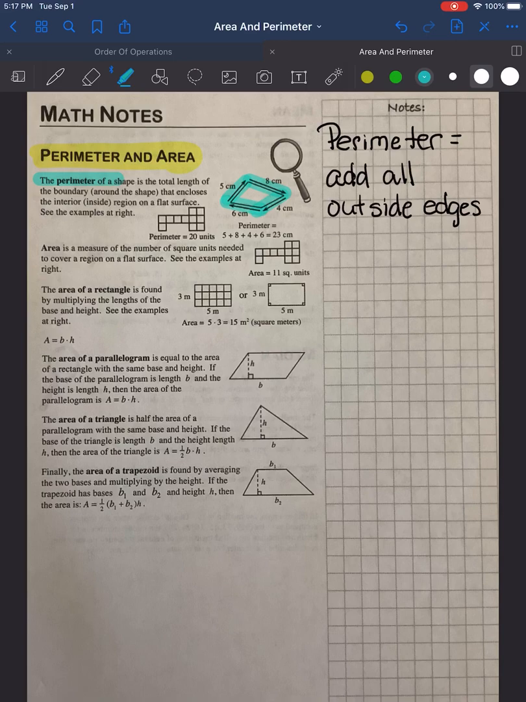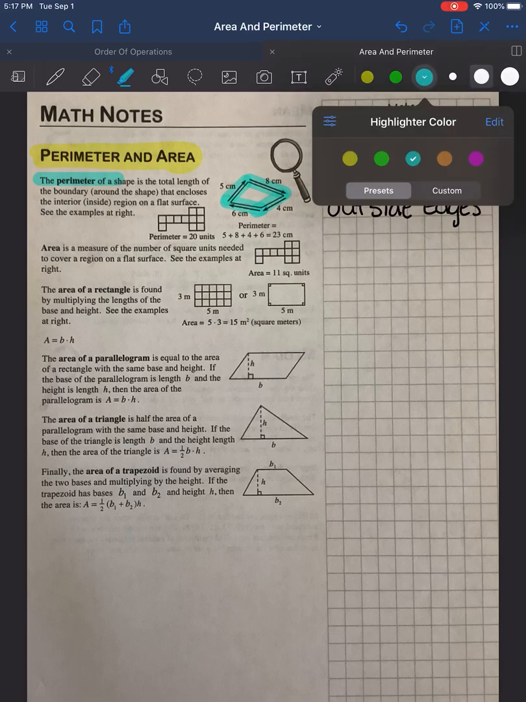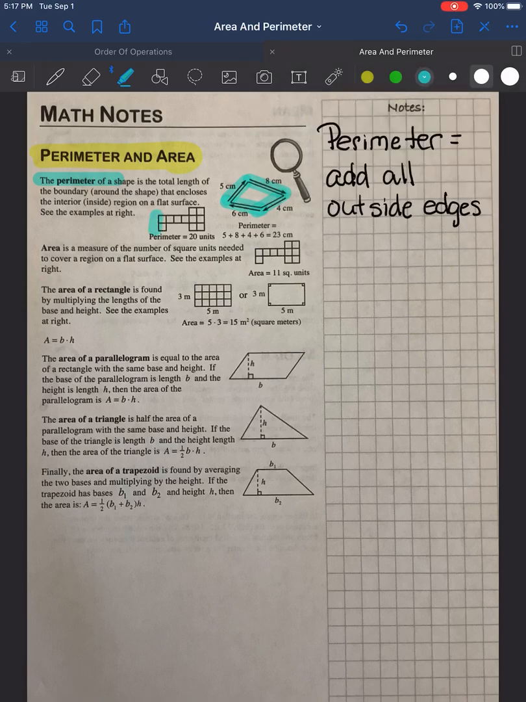Looking at this one right here. Oh, I don't think I can draw that skinny. Okay. Yeah, no, we're not going to be able to do that.